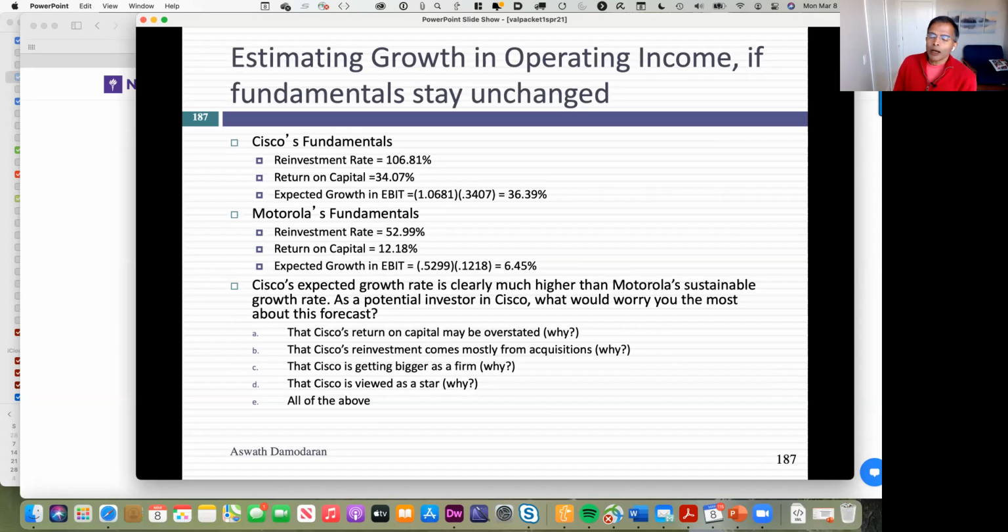So let's take a couple of companies so you can see this play out. I'm going to take you back to 1999. In 1999, Cisco was a superstar company. It had a decade of growth like no company in history. It had gone from 4 billion to 400 billion.